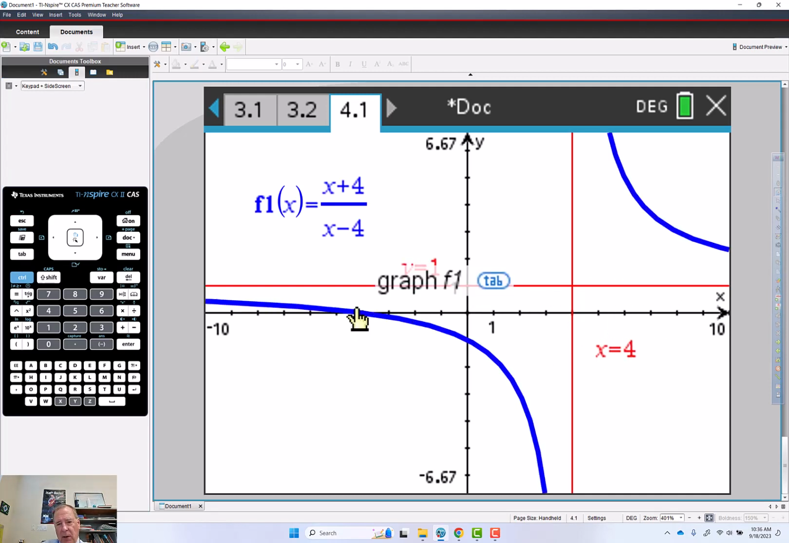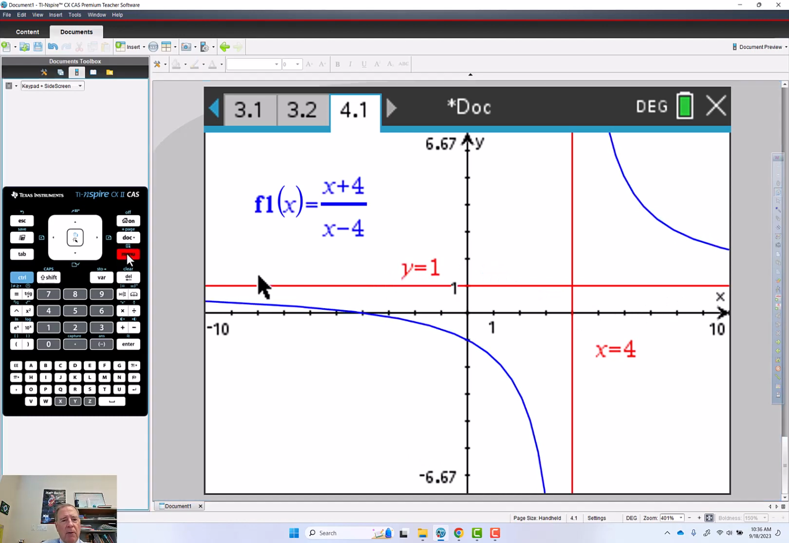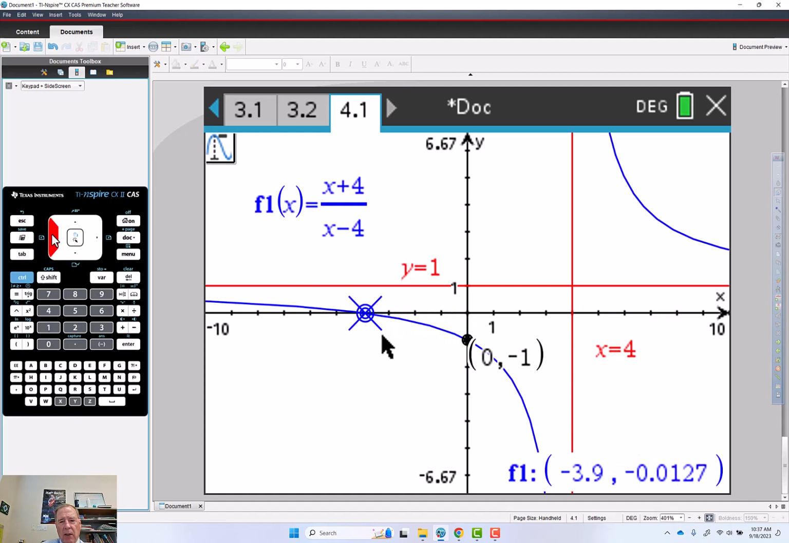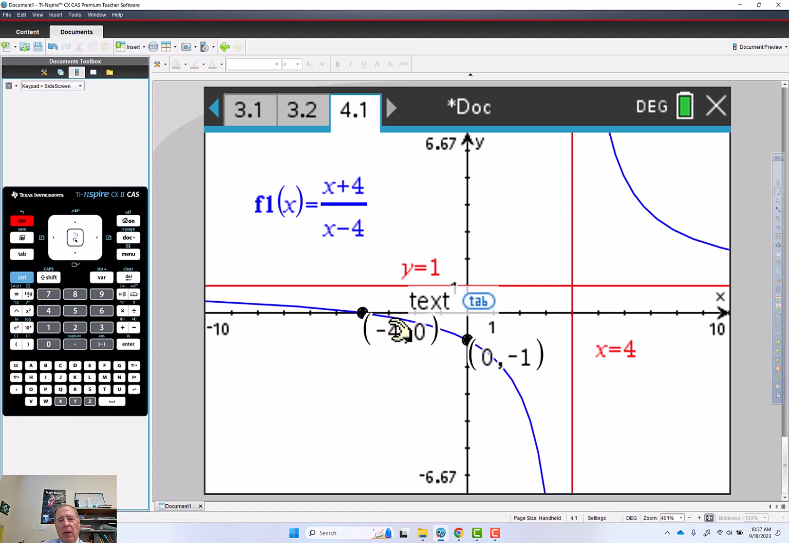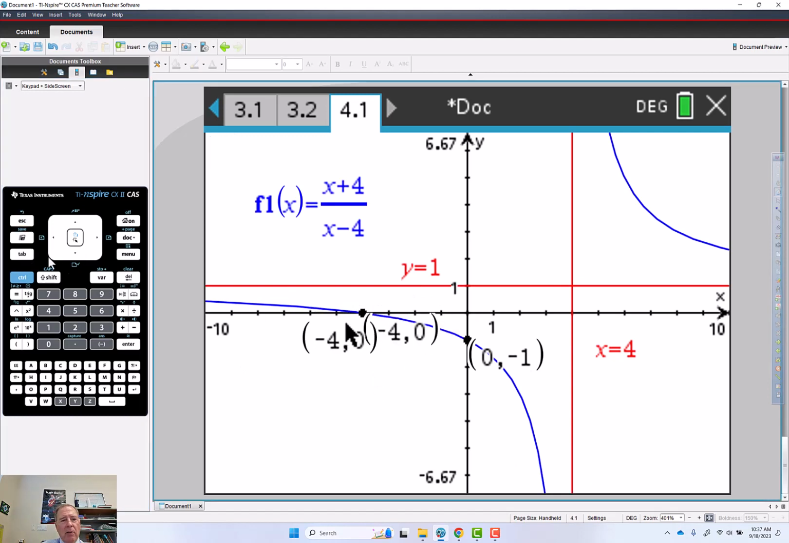And checking our intercepts: menu, trace, graph trace. The y-intercept is at 0, negative 1. And if we trace over to close to the x-axis, 0 is what the calculator calls x-intercepts, and it's at x equals negative 4. And that concludes this video.